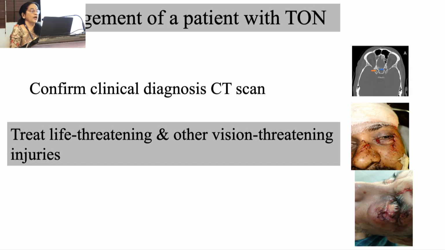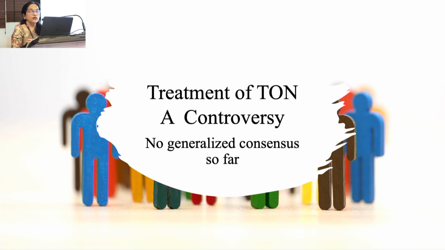So before we try to manage TON, as the previous speaker had told, we should treat the life-threatening and other vision-threatening injuries like a ruptured globe, hyphema, or other injuries. Then the challenges in treatment of TON are due to the absence of any large natural history studies or randomized controlled trials which tell you about how to treat TON. That may be because these studies were not possible in such patients who had already other severe problems. Or maybe it is because they are very rare in the Western population.